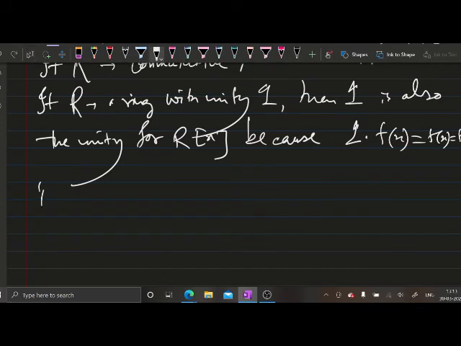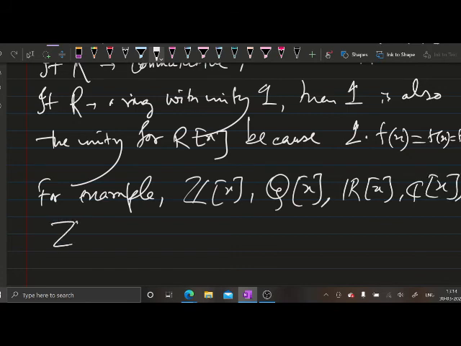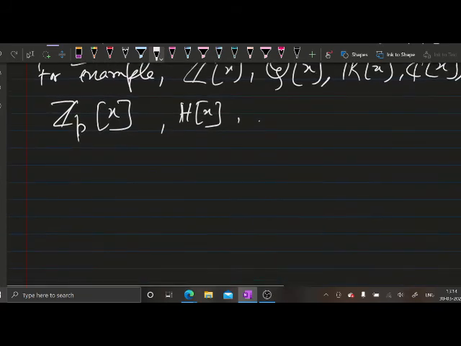So with respect to this theorem, you are going to have many examples of rings of polynomials, which are Z[x], Q[x], R[x], C[x], Z_p[x], and there are many. If you consider any ring, then you can have a ring of polynomials.